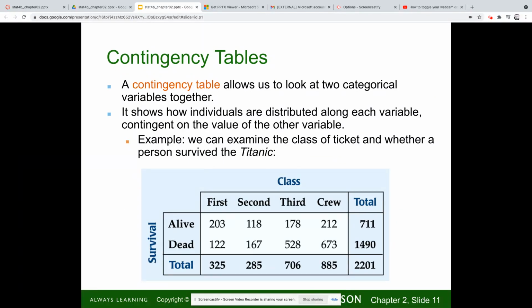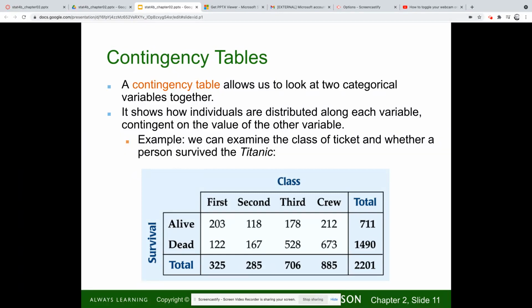Contingency tables. Now this is a big one. A contingency table allows us to look at two categorical variables together. It shows how individuals are distributed along each variable contingent on the value of the other variable. In this example, we can examine the class of ticket and whether a person survived the Titanic.